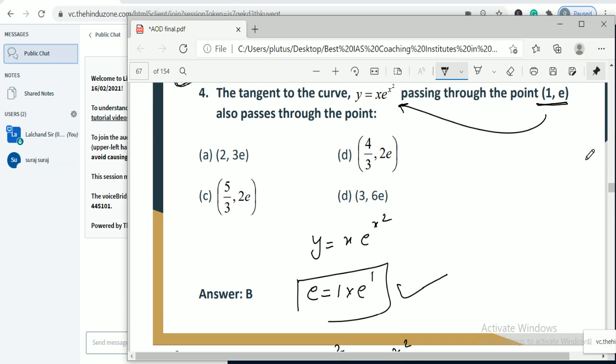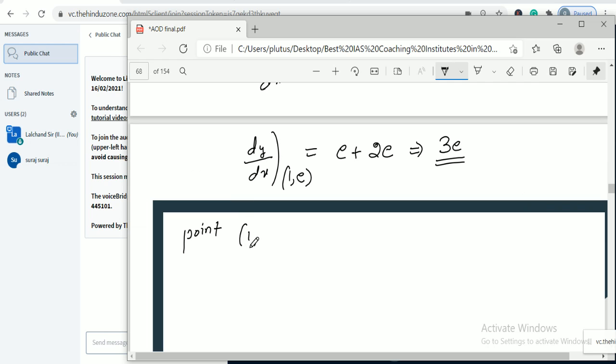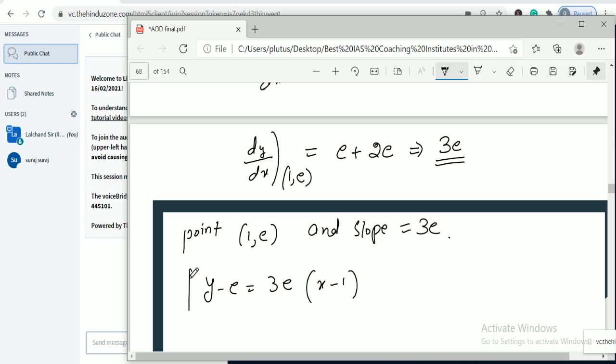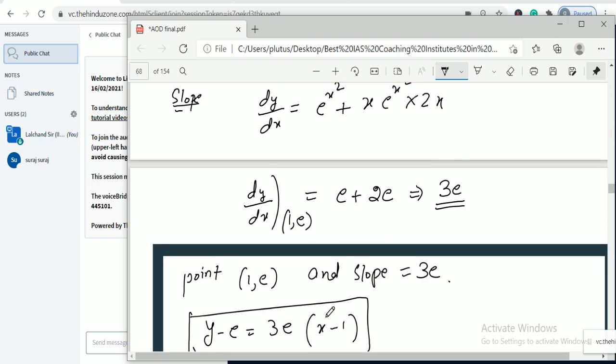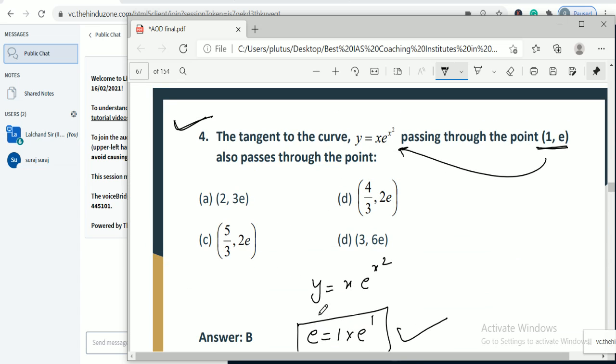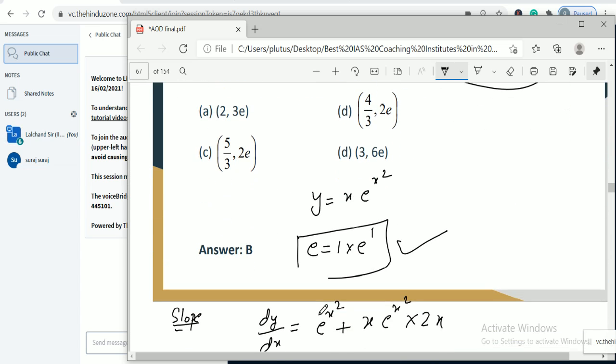The point is (1, e) and the slope is 3, isn't it? If we write the equation, y minus e equals 3e(x minus 1), isn't it? Can you verify which point lies on this tangent curve now? Can you verify now? Okay, let's check for the answer.